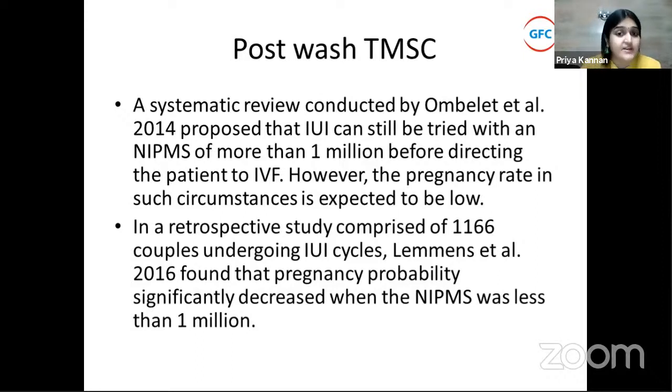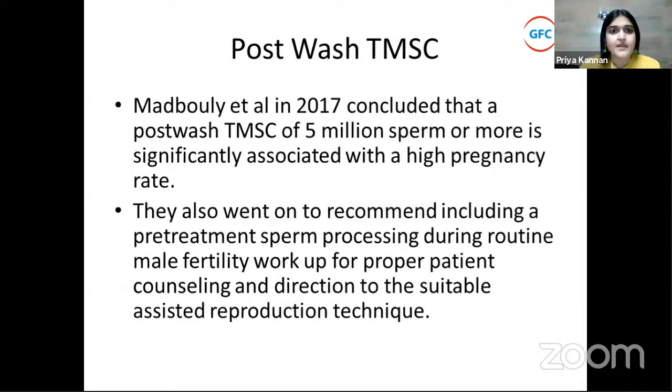In another retrospective study comprising 1,166 couples undergoing IUI cycles, Lemmens et al. in 2016 found that the pregnancy probability significantly decreased when the post-wash TMSC was less than 1 million. In 2017, Madbouly et al. concluded that a post-wash TMSC of at least 5 million or more was significantly associated with a higher pregnancy rate. They also went on to recommend including a pre-treatment semen processing during routine male fertility workup for proper patient counseling and direction to a suitable assisted reproductive technique.